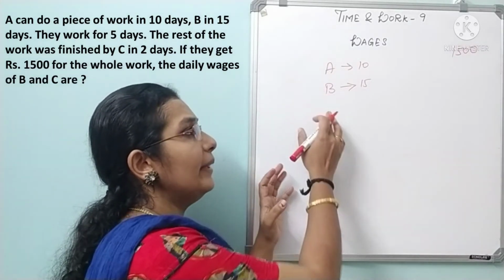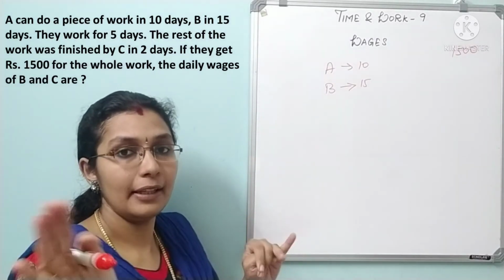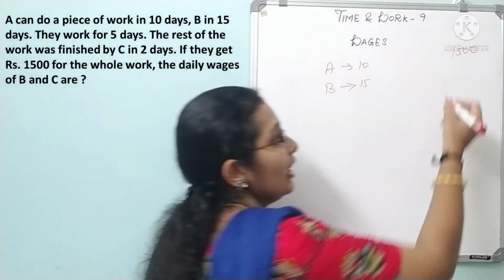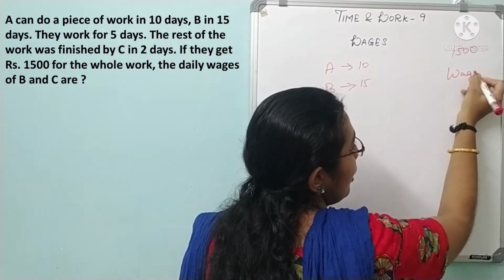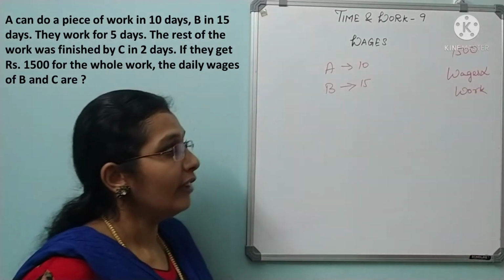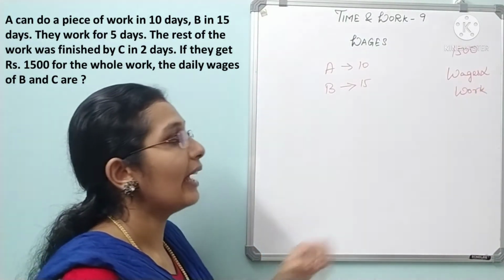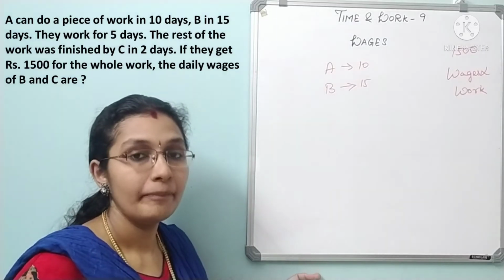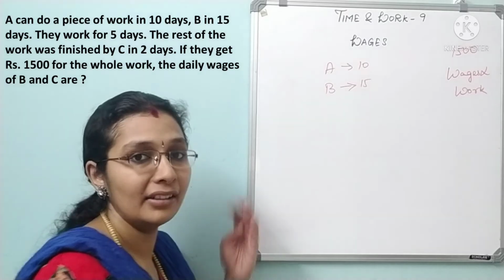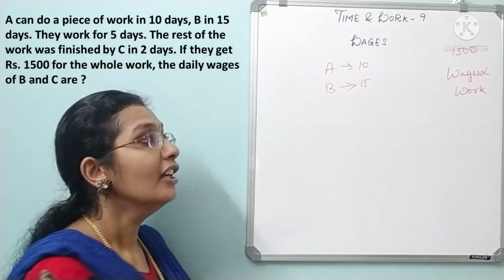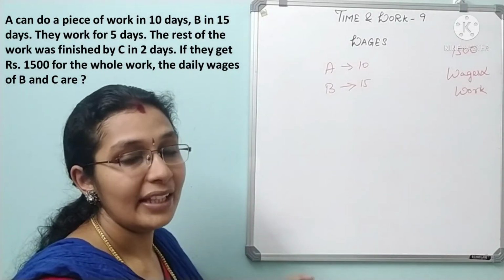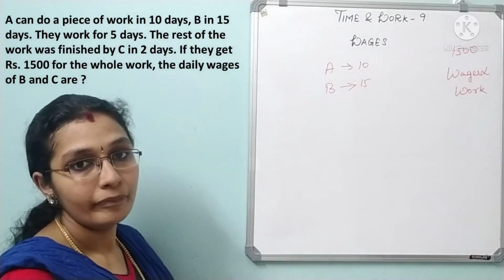That is, A and B together worked for 5 days, they left, after which C came and completed the remaining part of the work. So here we will calculate wages based on work. You remember what I told at the beginning? When they work together, you calculate wages based on efficiency. If they work separately, that is, one person leaves and another person comes and completes the remaining part of the work, you calculate wages based on work. So here the question is wages based on work we'll have to calculate.